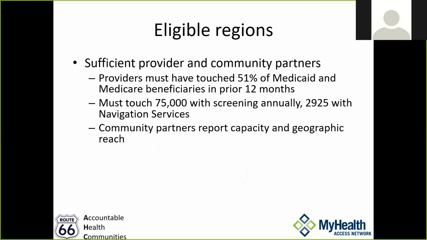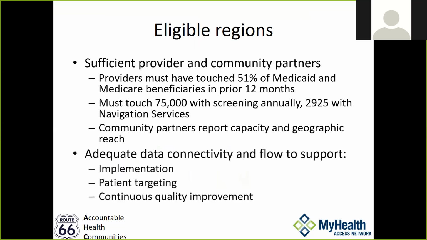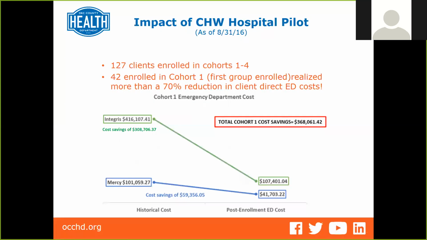We have to be able to commit to screening 75,000 people a year, with about 3,000 of them screening into higher risk and therefore getting a hands-on navigation service. And the community partners report capacity and geographic reach that is sufficient. And there has to be adequate data connectivity, and this is where MyHealth comes in, and data flow to support the implementation, to support patient targeting, and continuous quality improvement.